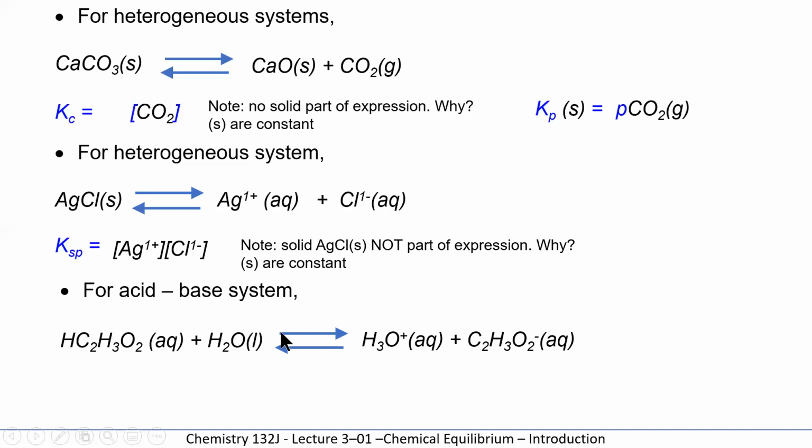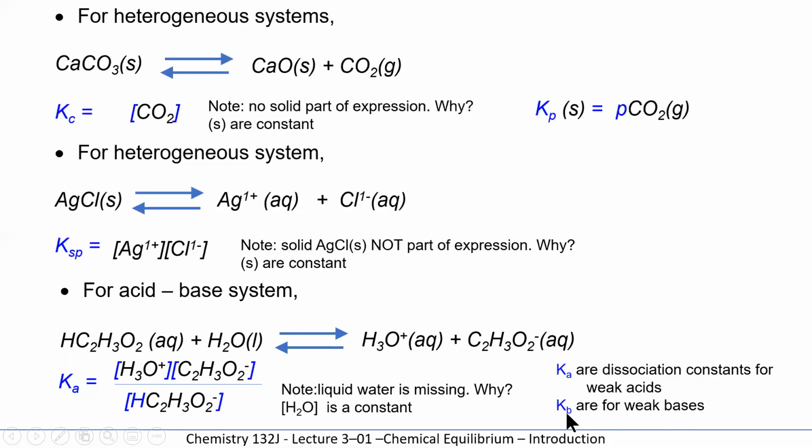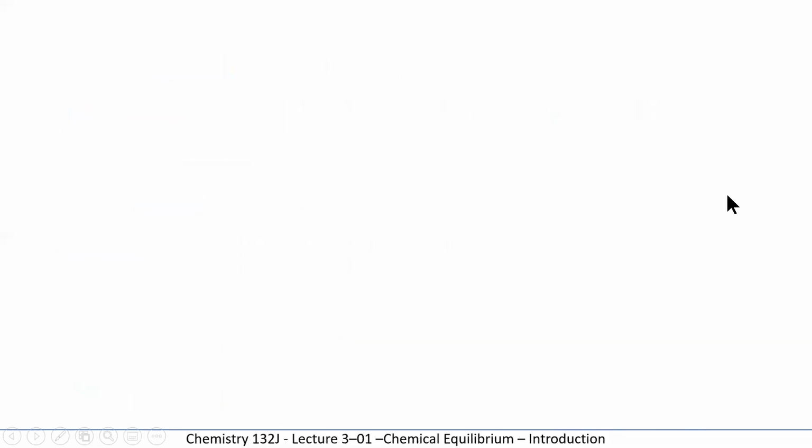We leave out water again because it's a constant that doesn't change. And we can come up with an equilibrium constant K, using subscript A to indicate it's the equilibrium constant for an acid. Now we can do the same thing for a base. For a base, we simply call the equilibrium constant Kb for weak bases, and we'll look at those later.